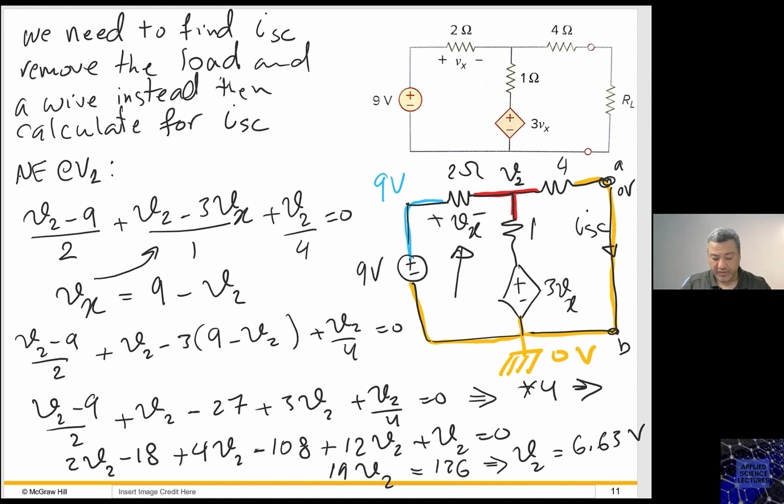Okay, that's good. Now, what is the I short circuit? Can somebody tell me what the I short circuit is? How do I calculate the I short circuit? V2 over 4. Excellent. V2 over 4.